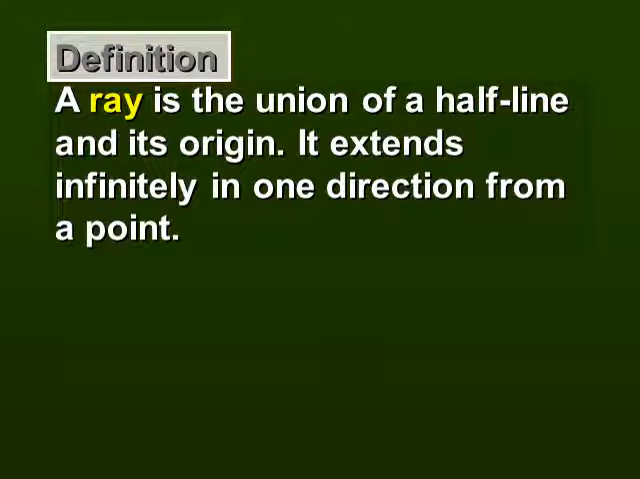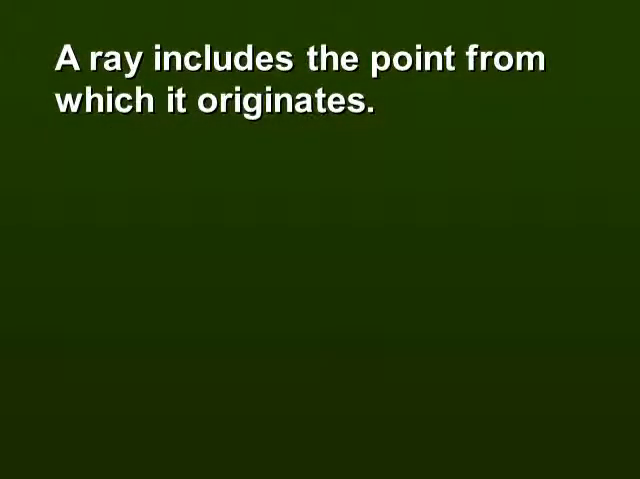Okay, so a ray is the union of a half line and its origin. So where a half line does not include its origin, a ray does. But it does go infinitely from that point on in one direction forever and ever. Okay, so a ray includes the point from which it originates, and it's denoted by just a little arrow. We don't write a closed dot over the A, it's just a shortcut there. We assume it unless we see an open hole, that this is a ray and not a half line.